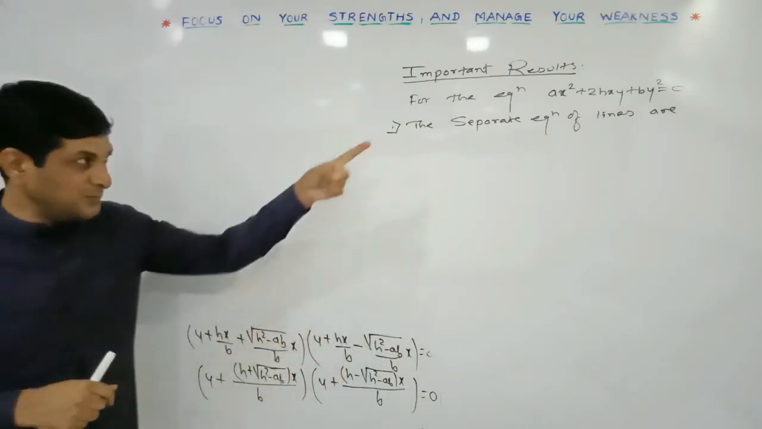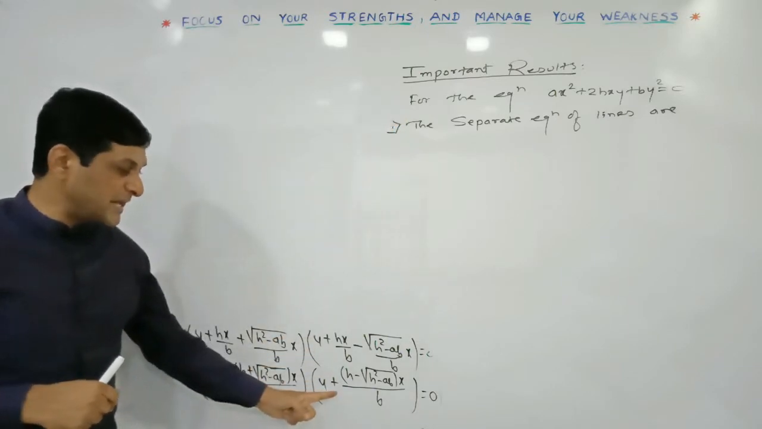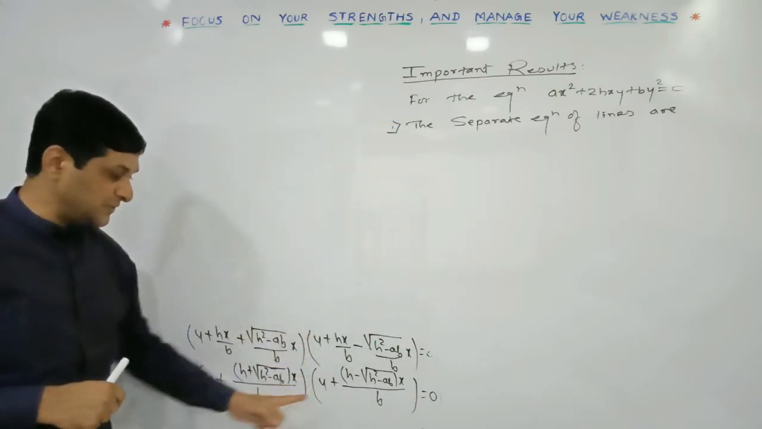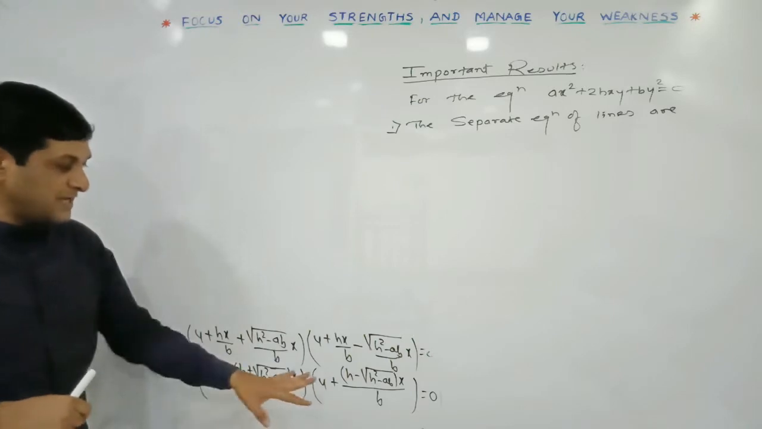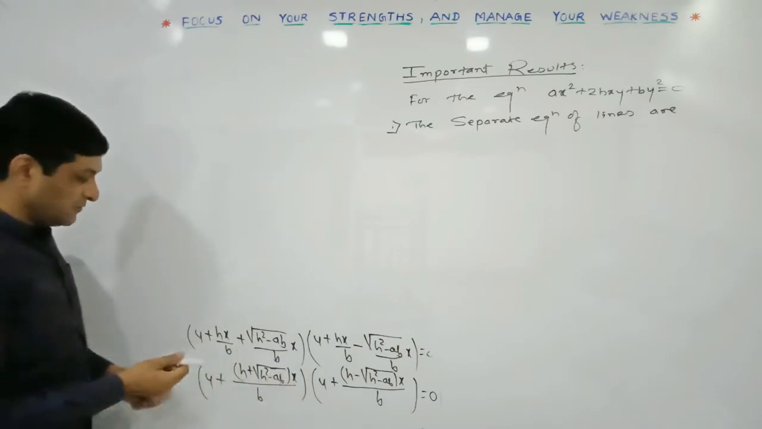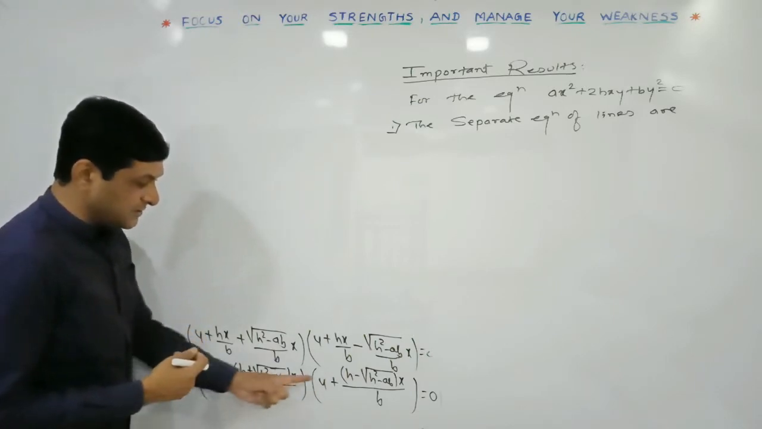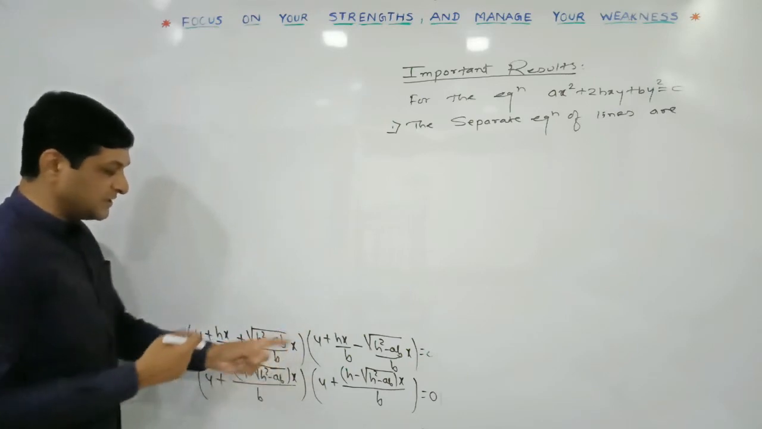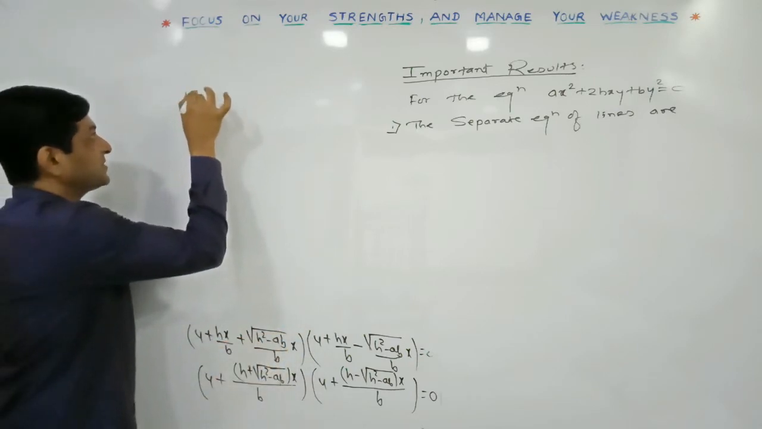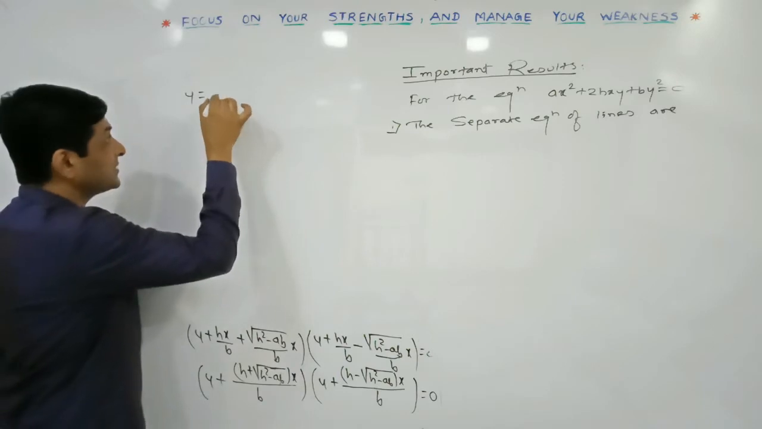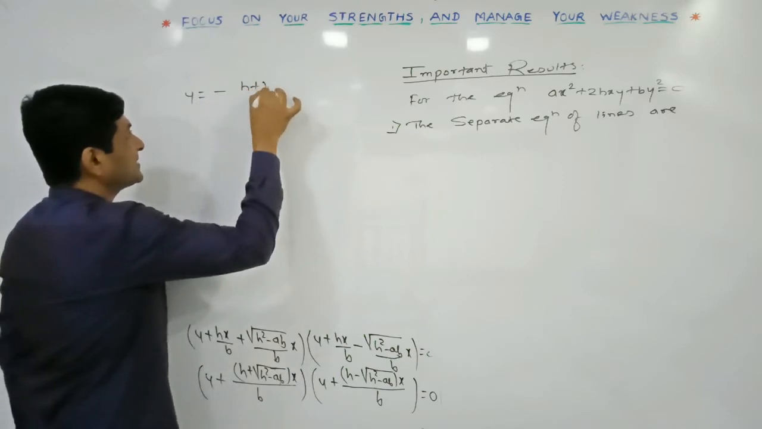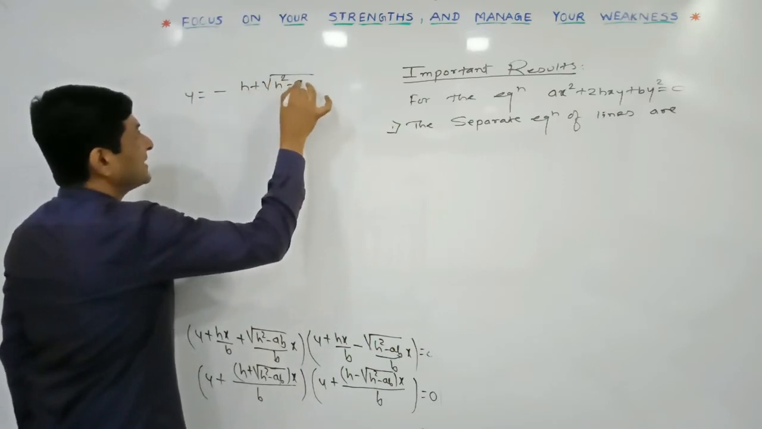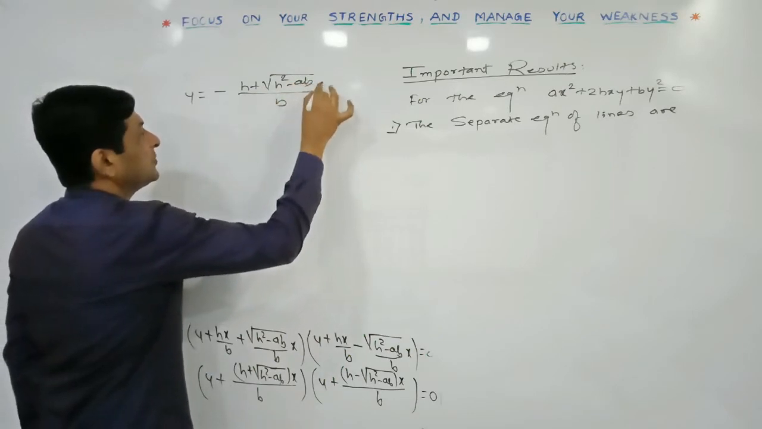In the last theorem we have shown that the separate equation of lines represented by the homogeneous equation are these. Now we are again simply simplifying it. So see what we'll get. If we consider the first term equal to 0, then the plus term on this side will become minus. So the first equation can be written as y is equal to minus h plus under root h square minus ab upon b into x.